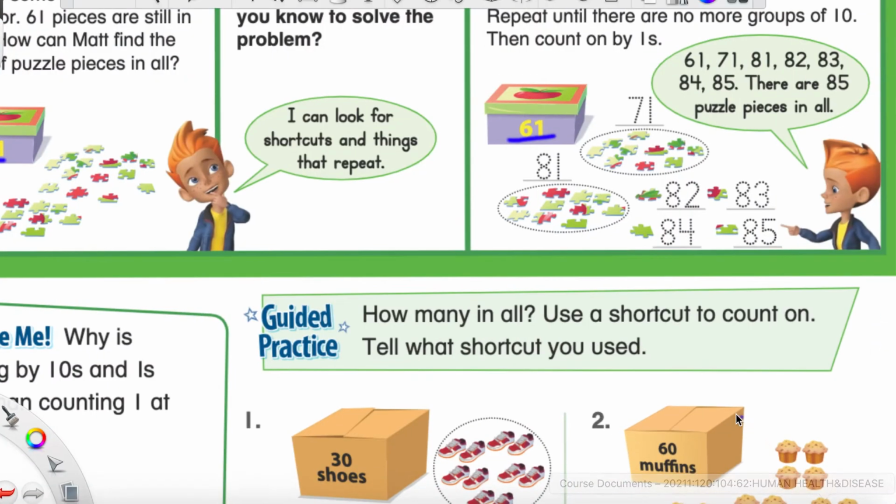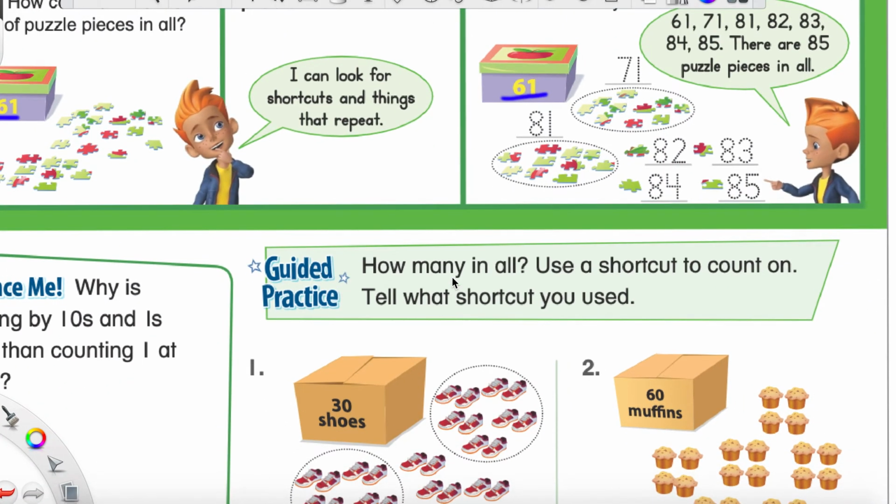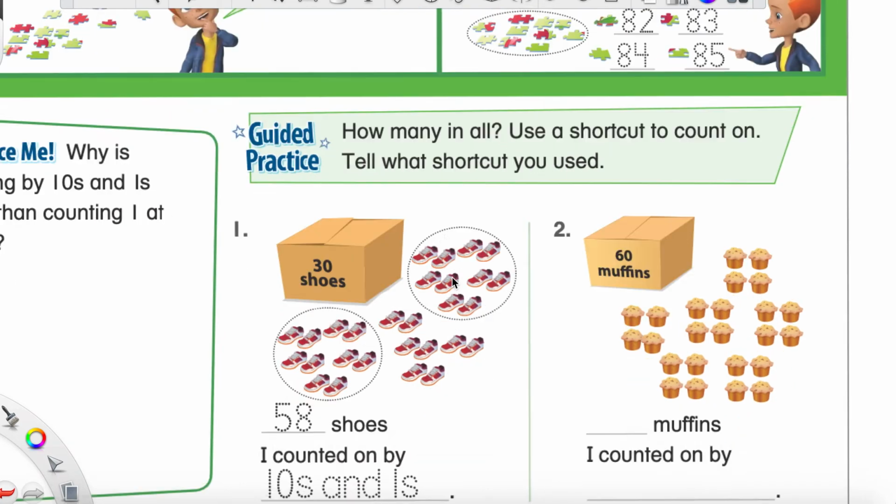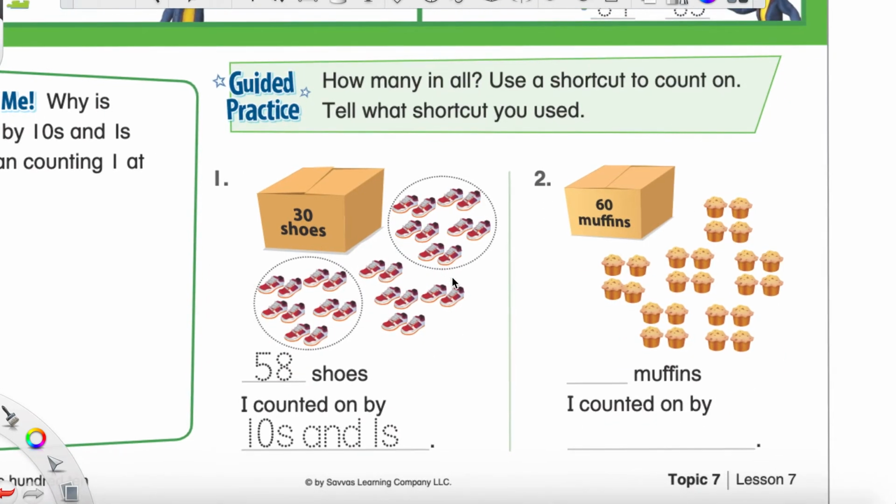So let's go back to our page. Okay? So let's go over number 1 together. Now this bottom part I'm not going to be too worried about because it's going to be the same answer for all of them. You're counting on by tens and ones. I'm not too worried about you being able to write tens and ones. I want you to understand how to do this problem. That's it. This is just extra stuff down here. We don't need to worry about that.